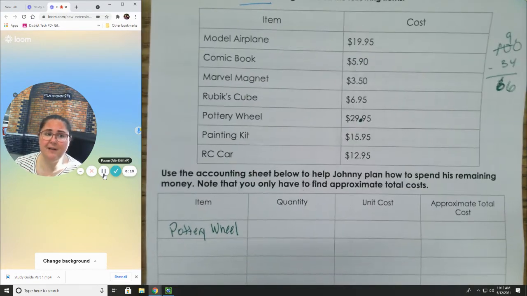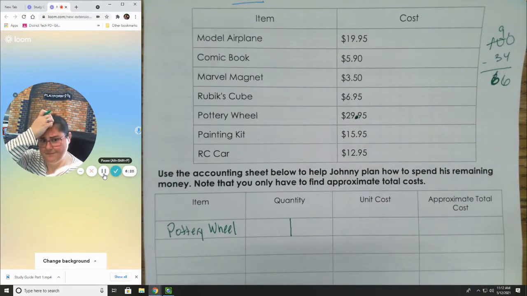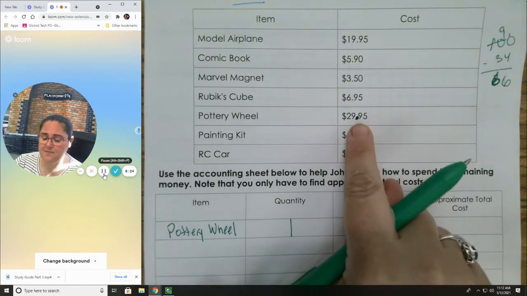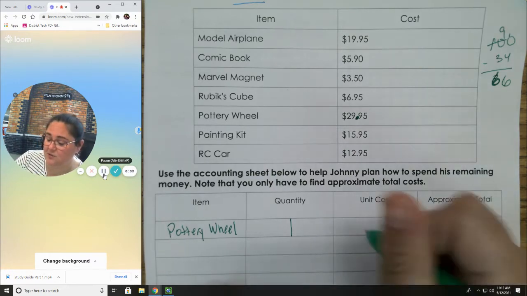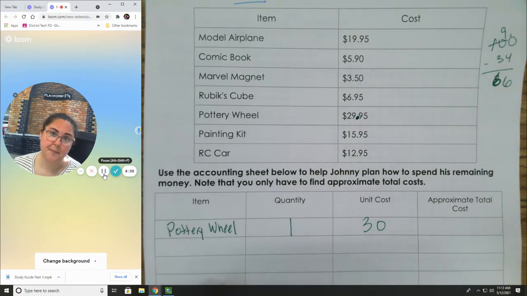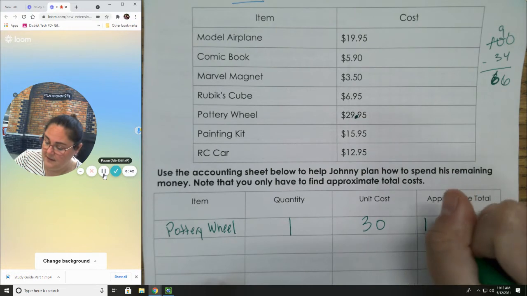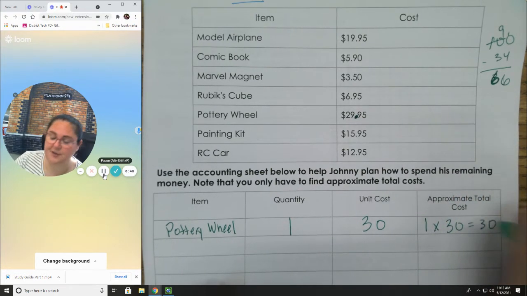My quantity, well, I don't need a lot of them. I'm just going to get one because it's just me. My unit cost. One pottery wheel is $29.95. Now, your unit cost is approximate, so I'm going to round up. I'm going to say that's close to 30. Okay? So I'm going to buy one pottery wheel times 30 equals 30.